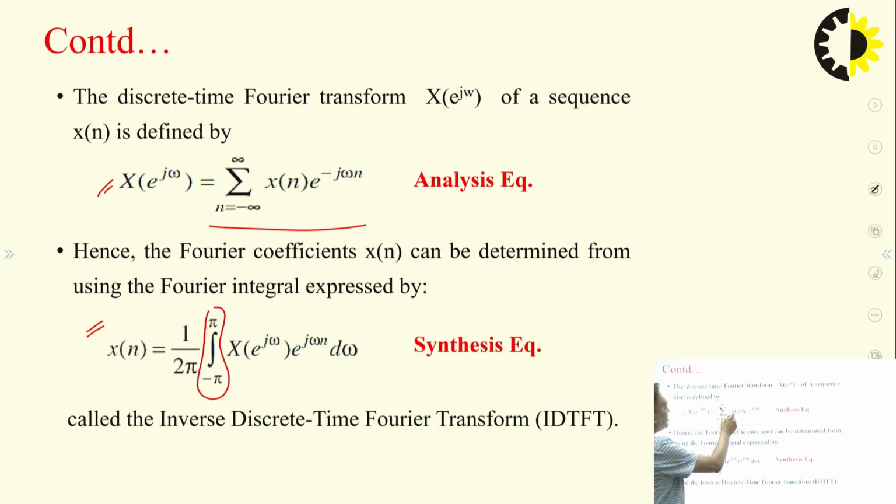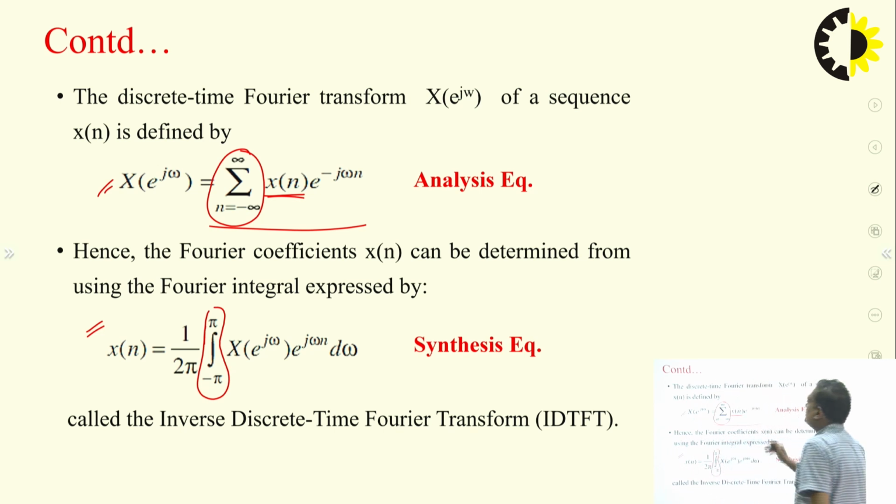Because the sequence is discrete, in the analysis equation we are using the summation sign with the limit n equals minus infinity to infinity. If the sequence is of finite length, there is no need to put the limit from minus infinity to infinity, but the limit is as per the given sequence.